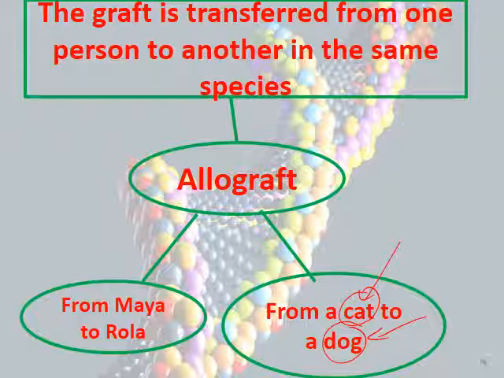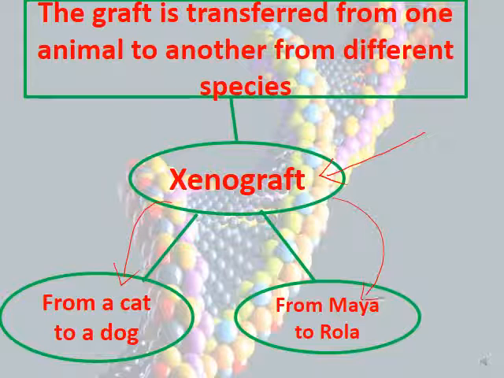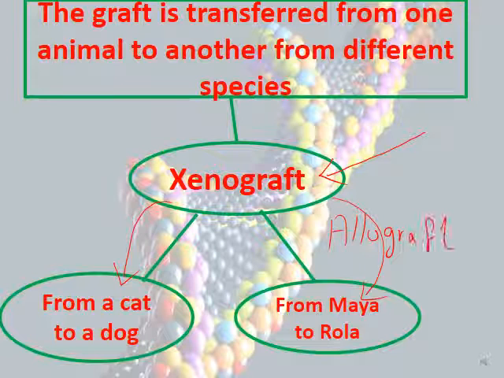And the last type of graft, let's move now to the graft which is called xenograft. Xenograft is the graft that's transferred from one animal to another from different species. For example, from a cat to a dog, different species. While from Maya to Rilla, they are the same species, so this one is called allograft. While from a cat to a dog, or from a cat to a human, it's called xenograft.